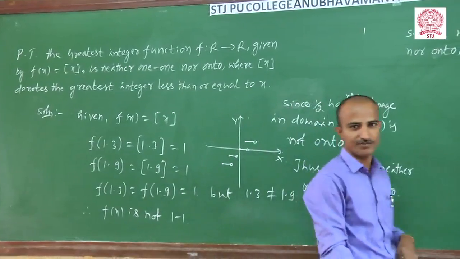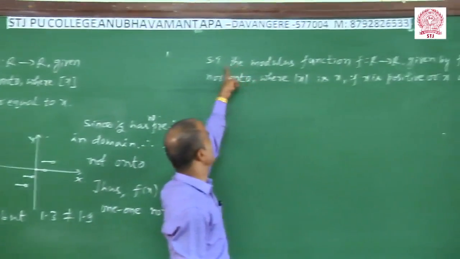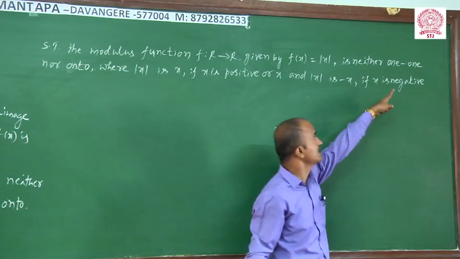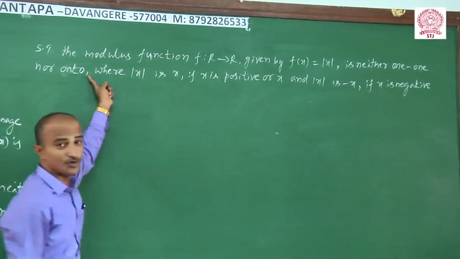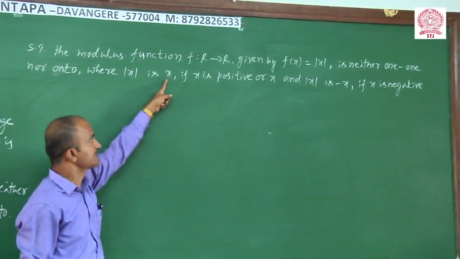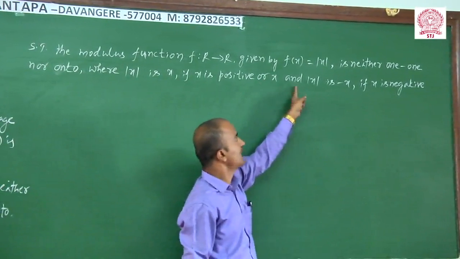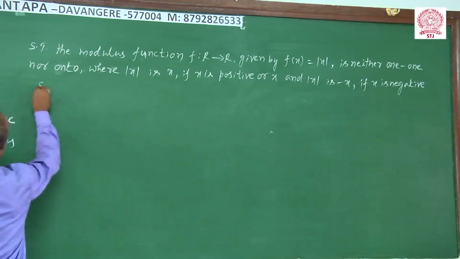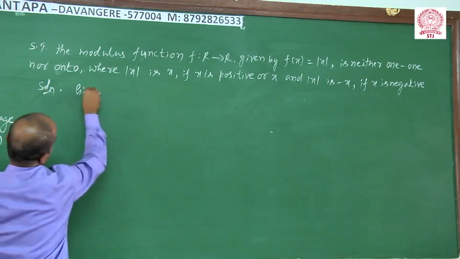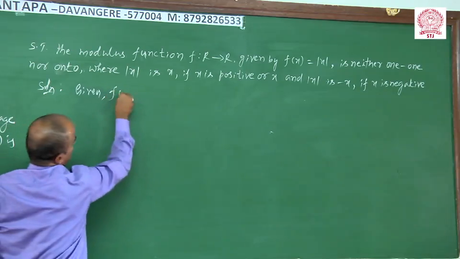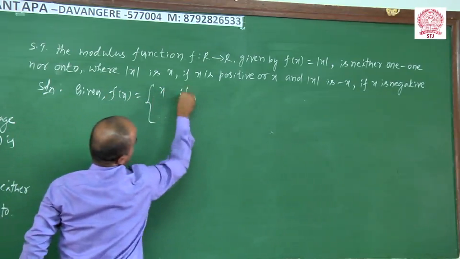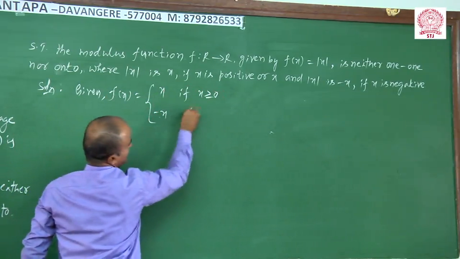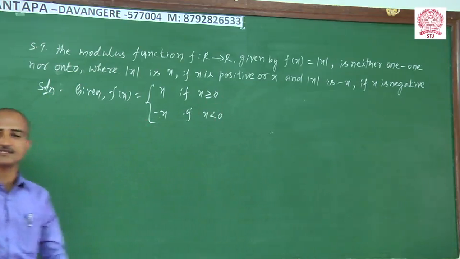We shall discuss one more example. Here we need to show that the modulus function f from R to R given by f of x equals mod x is neither 1 to 1 nor onto, where mod x is x if x is positive, and mod x is minus x if x is negative. We shall take the given function: f of x equals x if x is greater than or equal to 0, and minus x if x is less than 0.